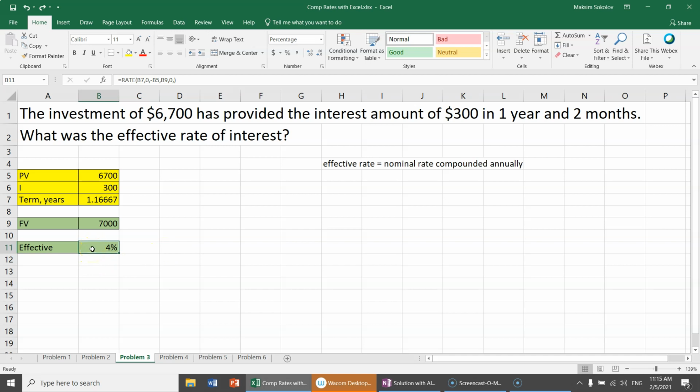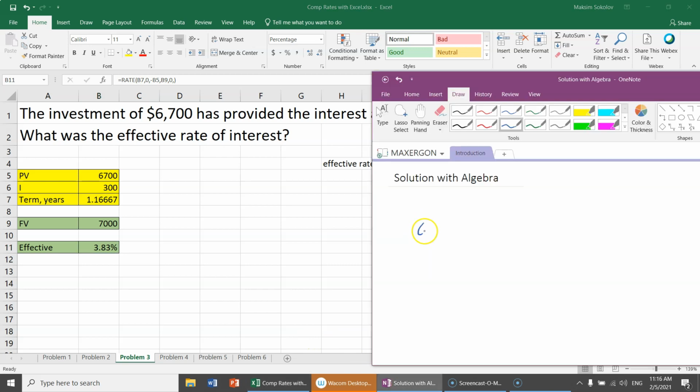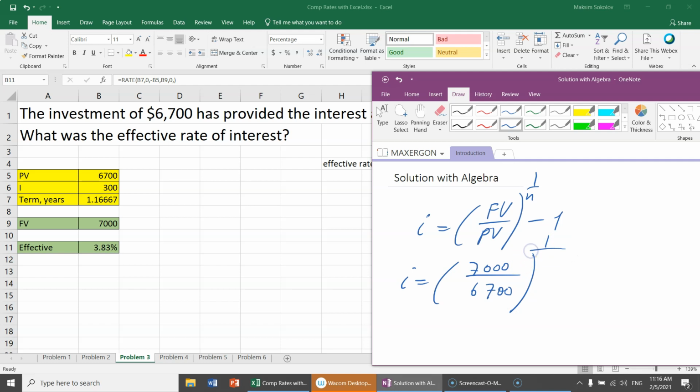However, please note that the answer has been rounded right now, so we need to select cell B11 and make sure that we select the necessary number of decimals. Here I selected 2 decimals, and the answer appears to be 3.83%. Let's compute the same thing using algebra. The formula for i is future value divided by present value, to the power 1 over n, minus 1. i is future value, which is 7,000, divided by present value, which is 6,700, to the power 1 over the number of periods.